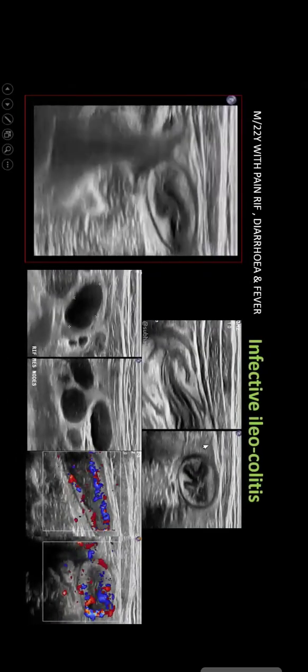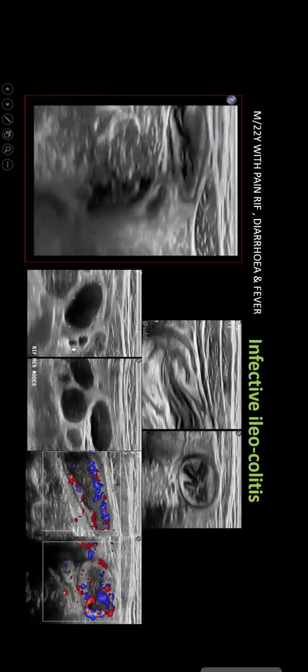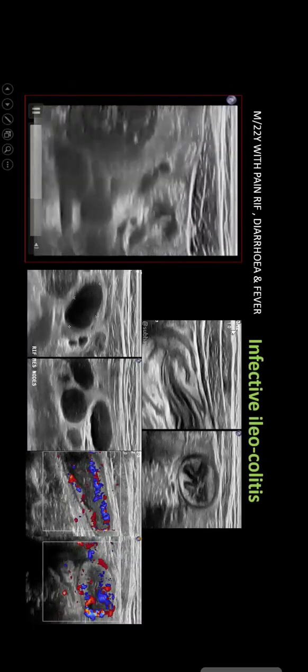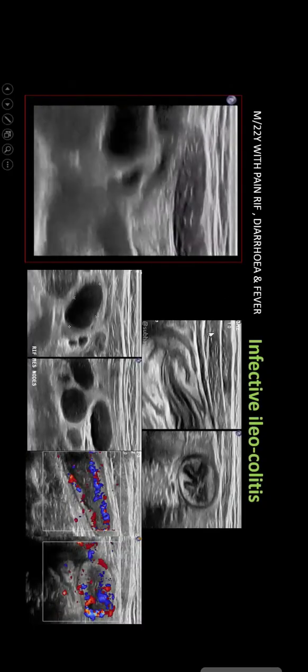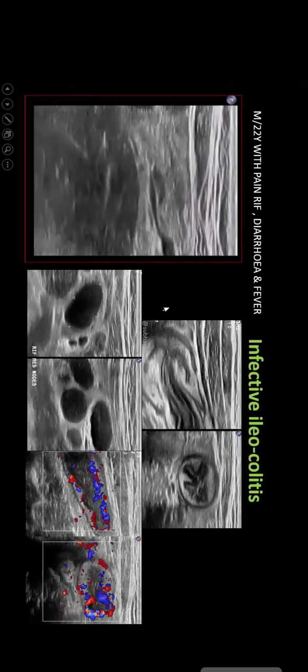Gut layer pattern is preserved. Hyperemia is present. Nodes are present. In acute onset with history of diarrhea and fever, it is suggestive of infective ileocolitis involving the ileum as well as the cecum and adjacent part of the ascending colon.